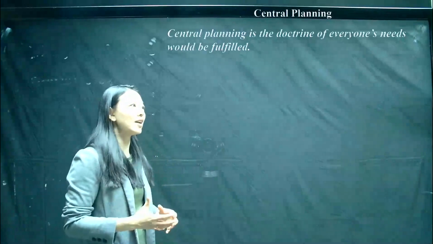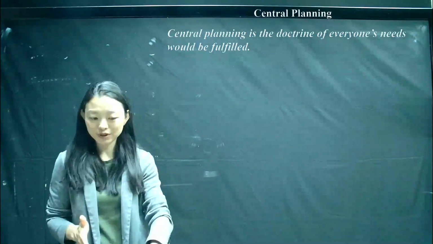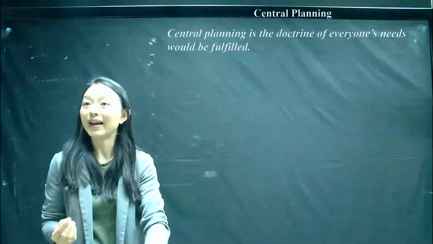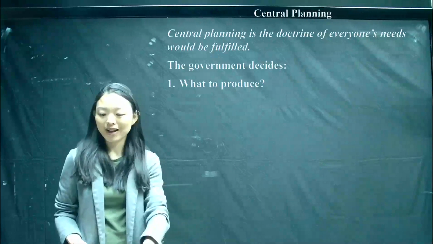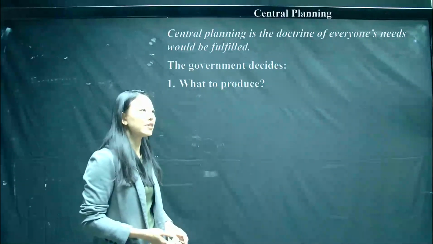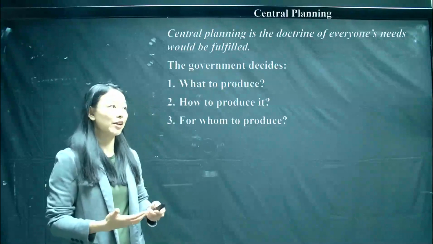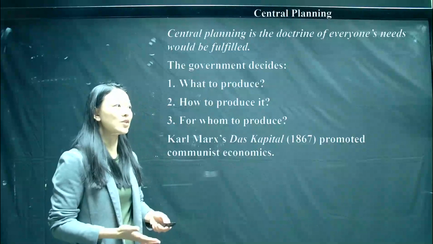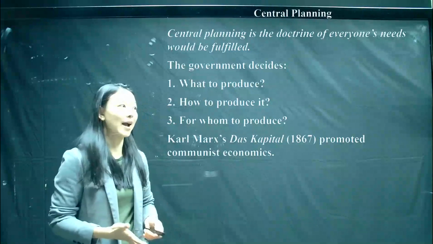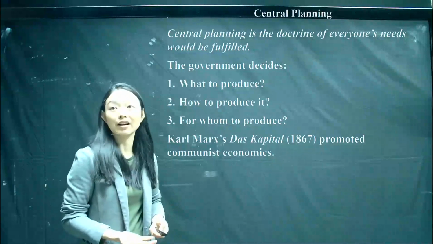So central planning is the doctrine that everyone's needs will be fulfilled, and it will be decided by the government. So it is up to the government to decide what to produce, how to produce, and for whom to produce. Okay. So who advocates or promotes central planning? Karl Marx, in his book called Capital.